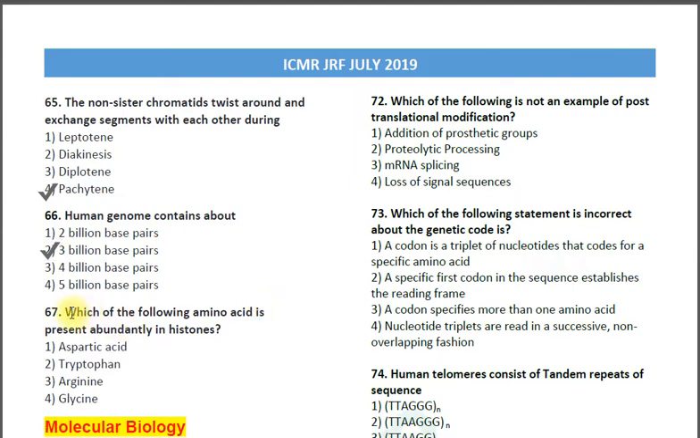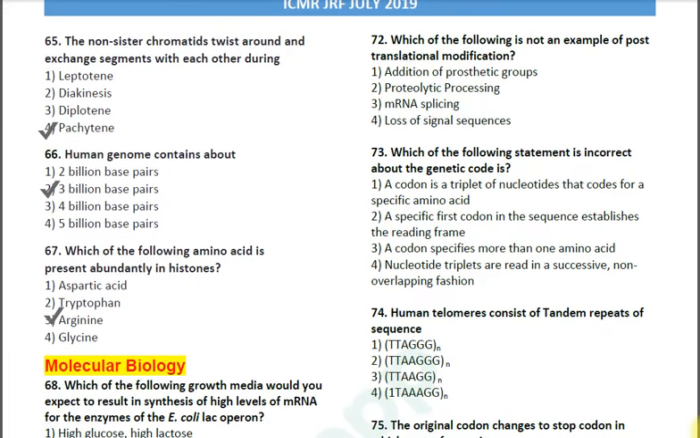Question number 67. Which of the following amino acid is present abundantly in histones? The options are 1 aspartic acid, 2 tryptophan, 3 arginine, 4 glycine. The correct one is option number 3, which is arginine. So these were the questions from Mol Bio. Now the next section is of the molecular biology.